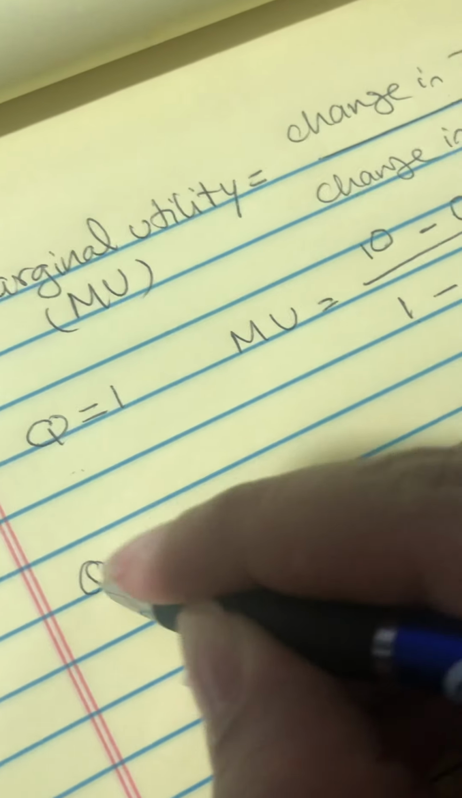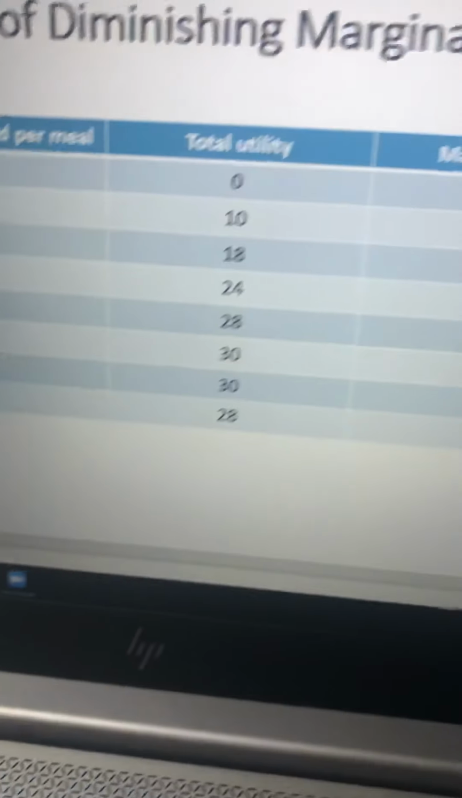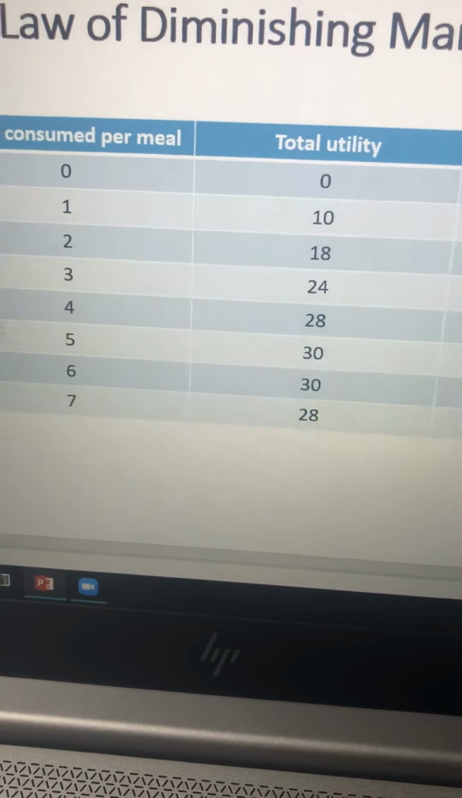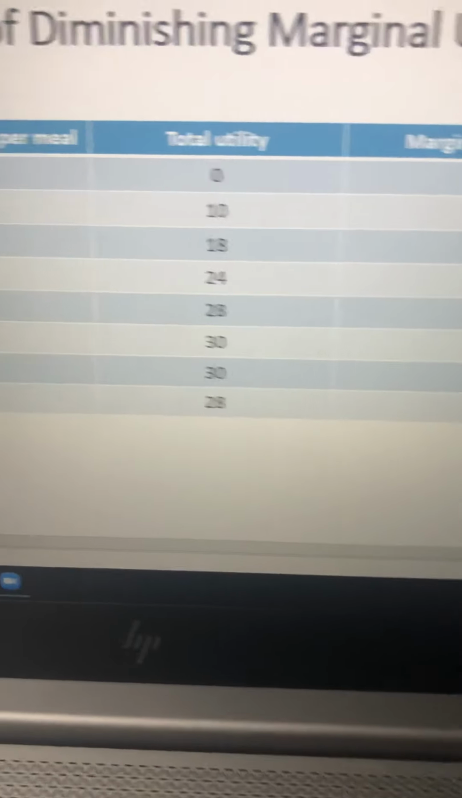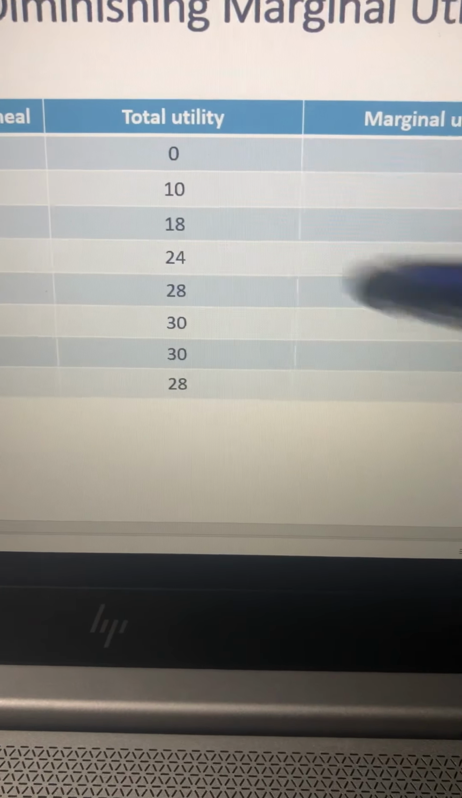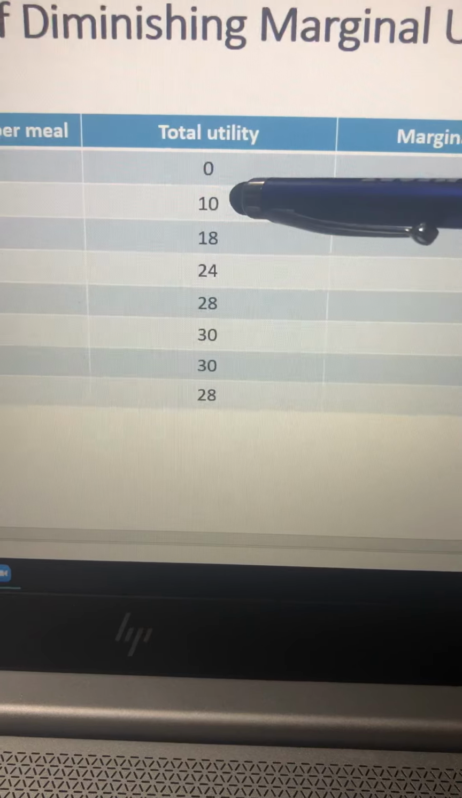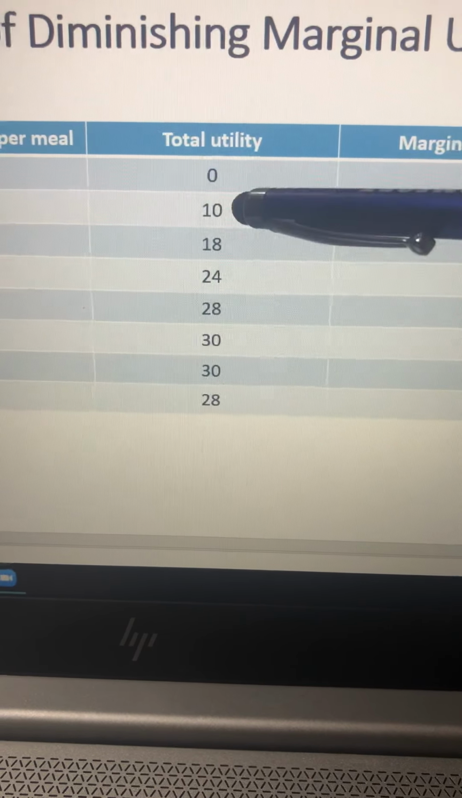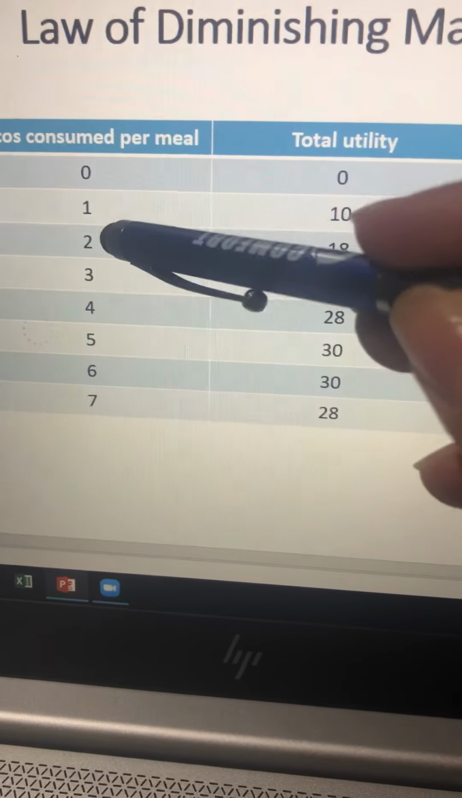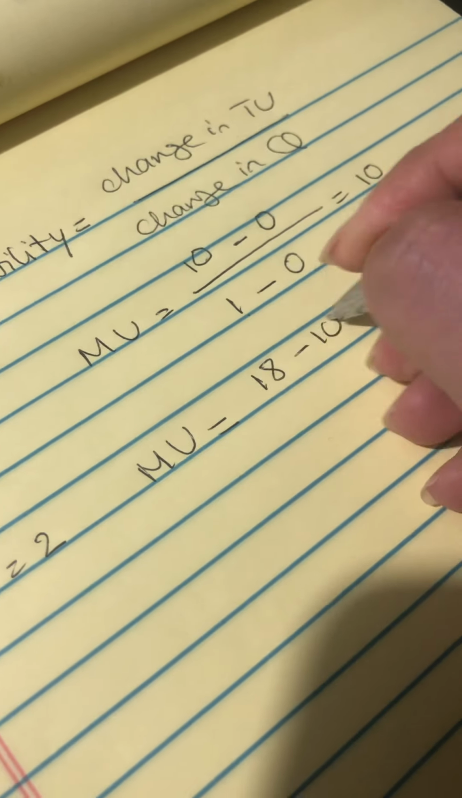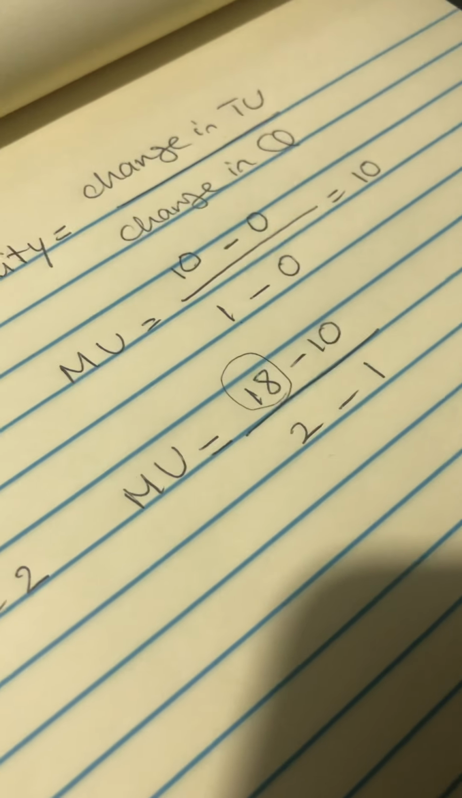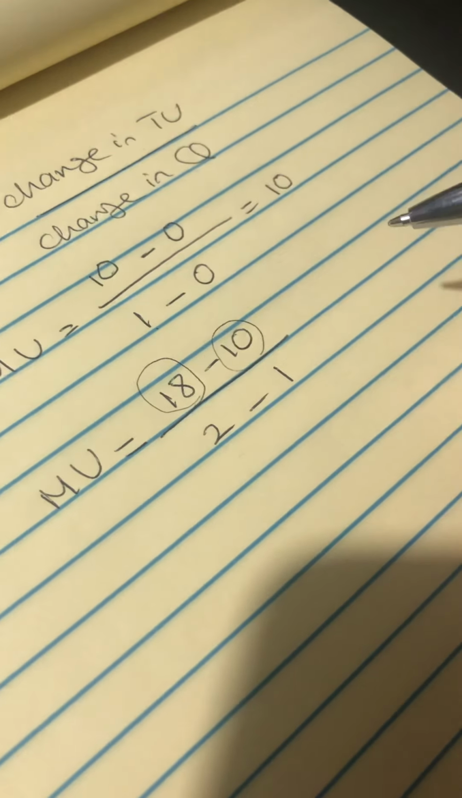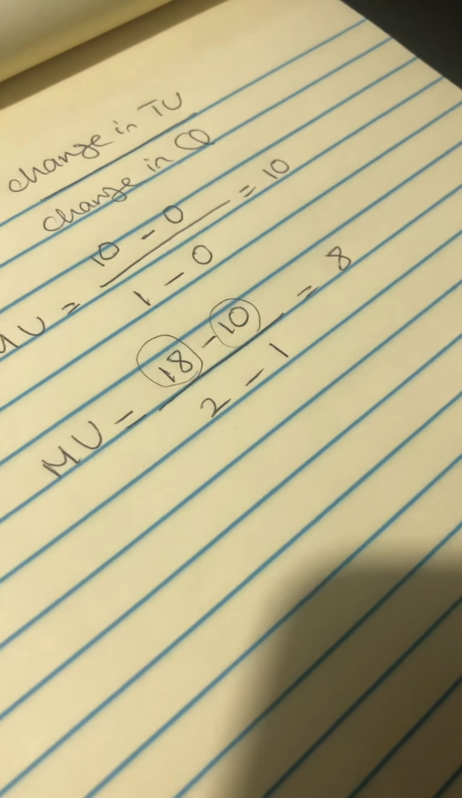Let me do the second one for you. So when quantity is 2, let me go back to the table. Our total utility is 18, quantity is 2. So I want to calculate the marginal utility. Again, the marginal utility is the change in total utility, which is the change between these two numbers, divided by the change in these two numbers. So marginal utility when quantity is 2 is 18 minus 10 divided by 2 minus 1. Again, this is the TU when quantity is 2, and this is TU when quantity is 1. So the marginal utility is 8.